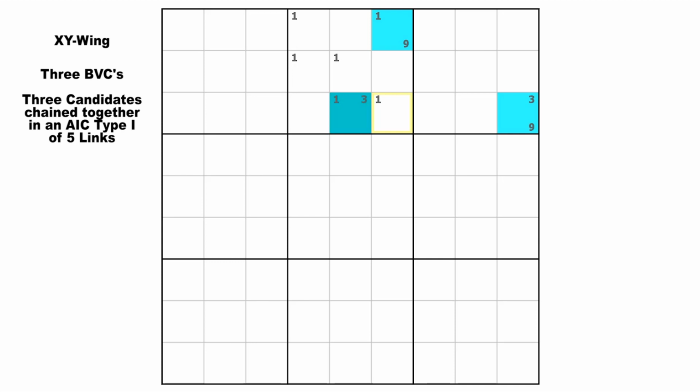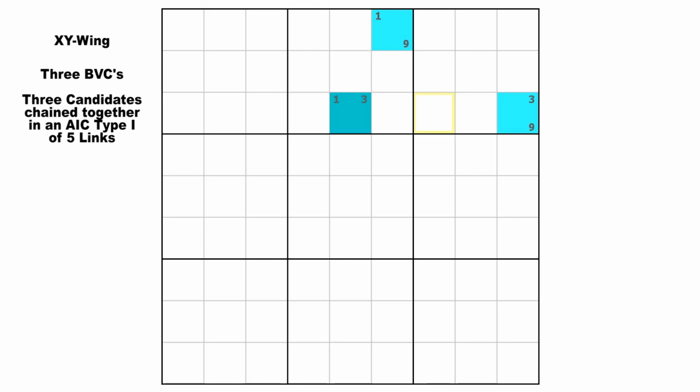As long as candidate A is linking to another candidate A in another bi-value cell in the same house, it will work. And then the same thing is true on the other side of the pivot with candidate B. There could be other 3s in row 3. And that will not affect the weak link between the 2 3s in the colored cells.